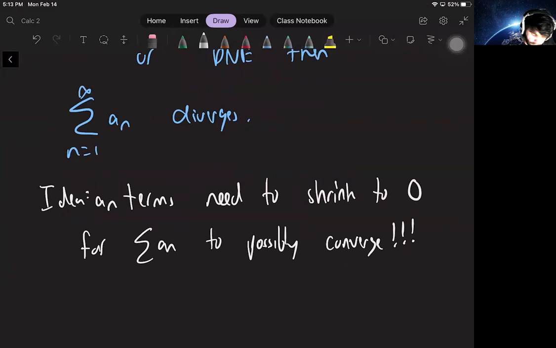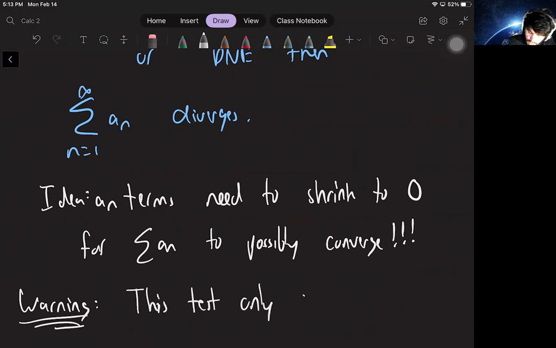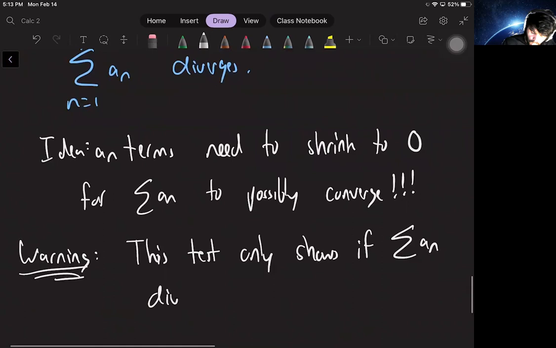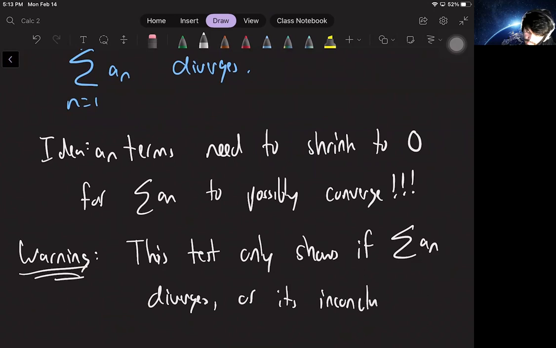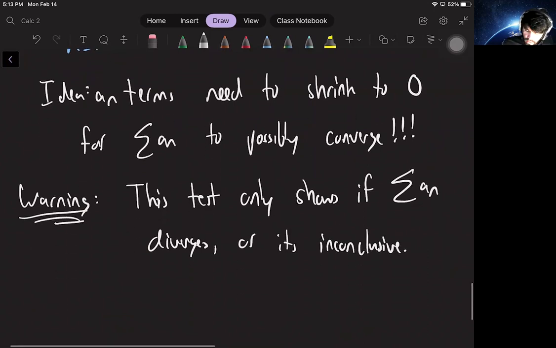Okay. And the other big warning, like I said before I wrote the test: it only shows that a series diverges or it's inconclusive. Those are your only two options. Okay, never will it ever show that a series converges.